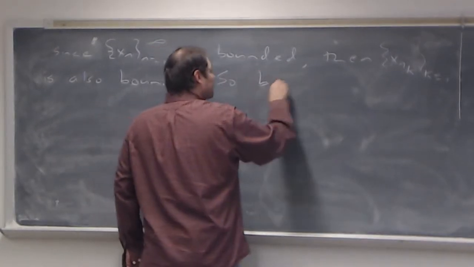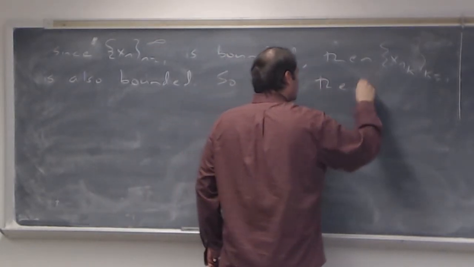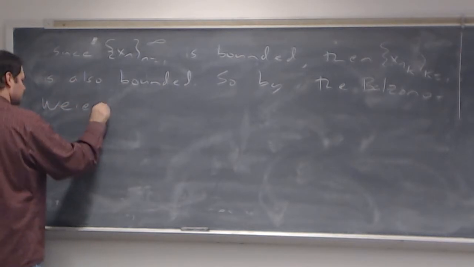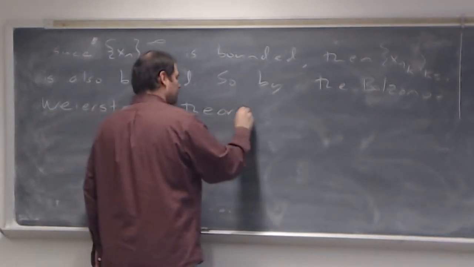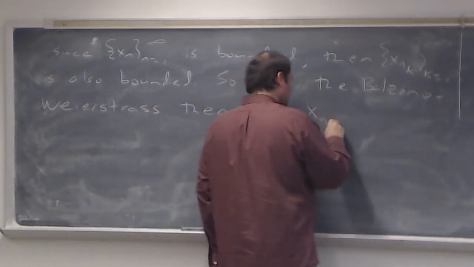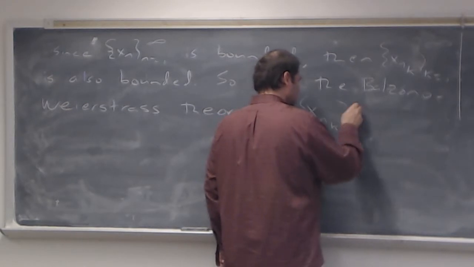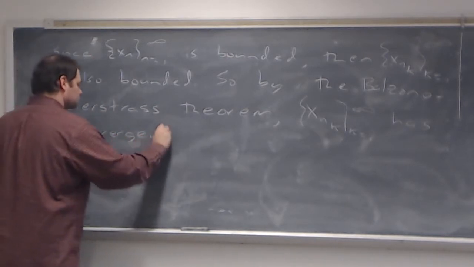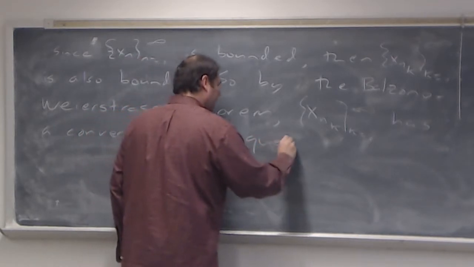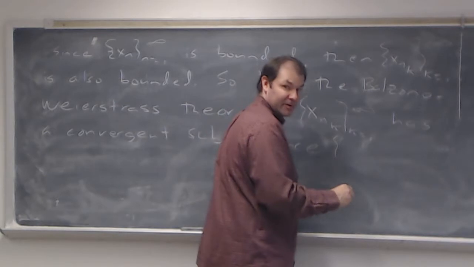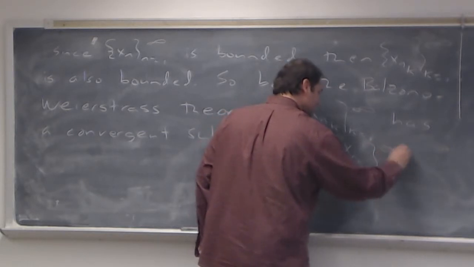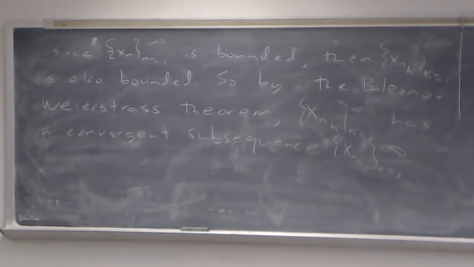And I'll write it down this way. So that's right, Calvin. Bolzano-Weierstrass theorem: x sub n sub k has a convergent subsequence. Let's call it, be careful, x sub n sub k sub r. r is running. Okay? So I'm talking about a subsequence of x sub n sub k. So I'm calling it x sub n sub k sub r.